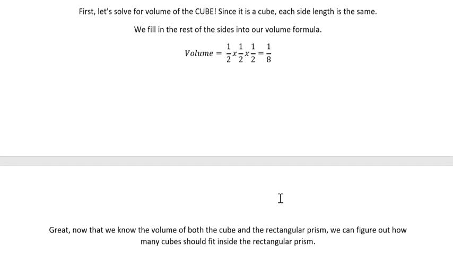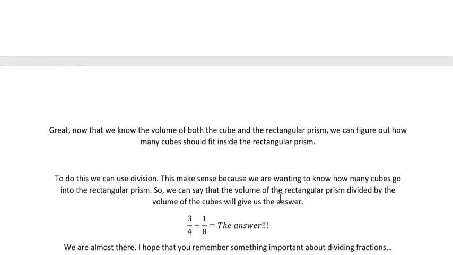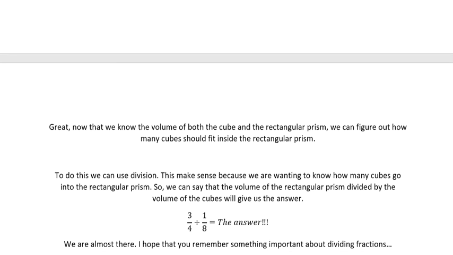Okay, so then the next thing is, now that we know the volume of both the cube and the rectangular prism, we can figure out how many cubes should fit inside the rectangular prism. And to do this, we use division. This makes sense because we want to know how many cubes go into the rectangular prism. So we could say that the volume of the rectangular prism divided by the volume of the cubes will give us the answer. So 3/4 divided by 1/8 equals the answer.